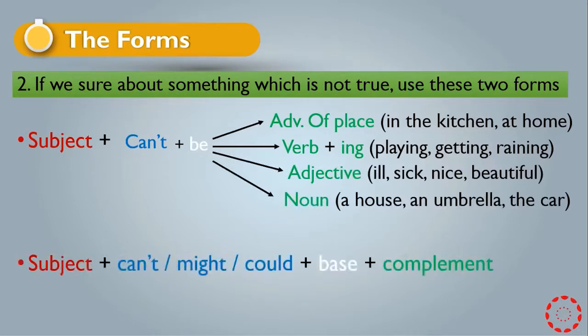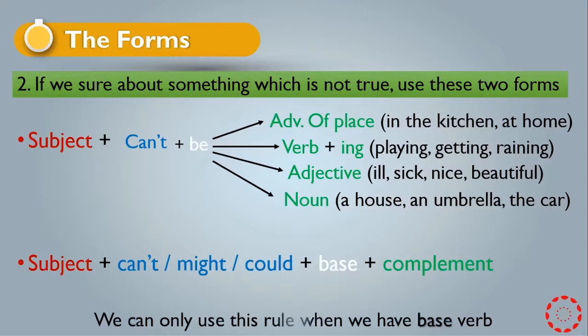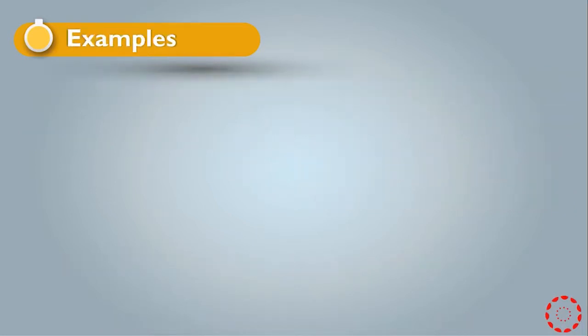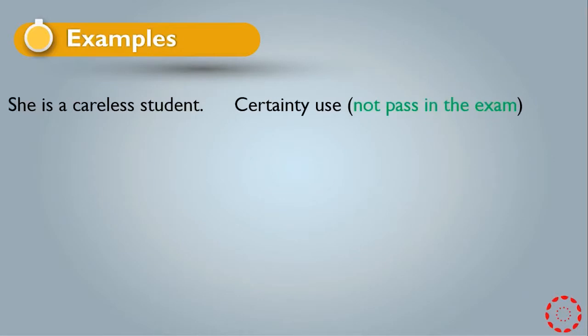And for the second rule, we have subject plus can't, might, or could, plus base and complement. As I said, we use this rule when we have a base verb. When we don't have a base verb, we just follow the first rule. Okay? Let's see examples.